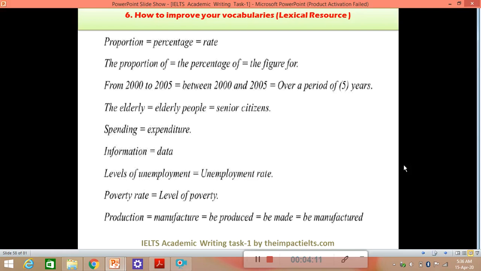Instead of "spending," you can write "expenditure." Instead of "information," you can write "data" or "figure." Instead of "levels of unemployment," you can write "unemployment rate." Instead of "poverty rate," you can write "level of poverty." Instead of "production," you can write "manufacture," "be produced," "be made," "be manufactured."